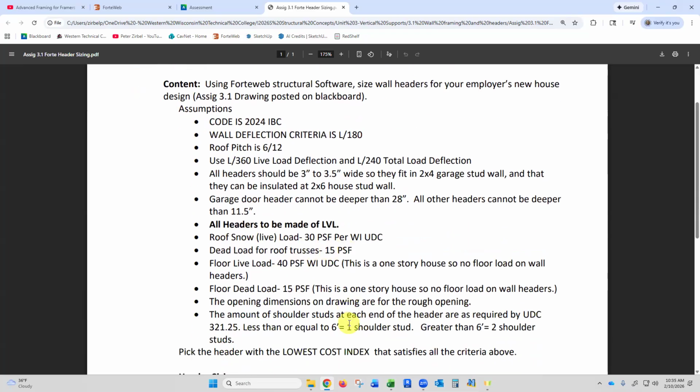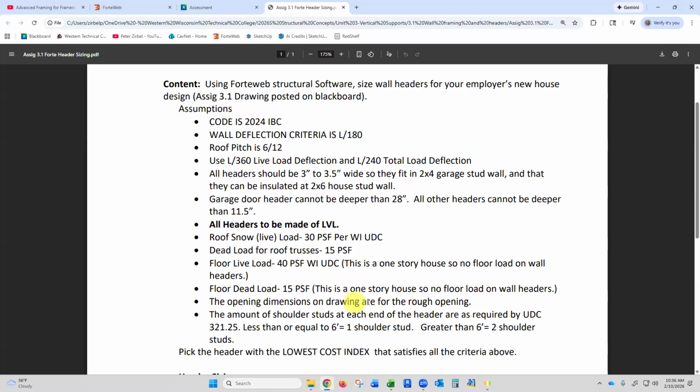Now, I'm not doing this to confuse you, but I just want you to remember that we take the 40 PSF out. I'm telling you this house has a 40 PSF floor live load, but then I'm also telling you this is a 1-story house, so no floor loads on the wall headers. I want you to get that out of there. Same thing with the floor dead load. There's no floor load on the wall headers. This is just a 1-story house.